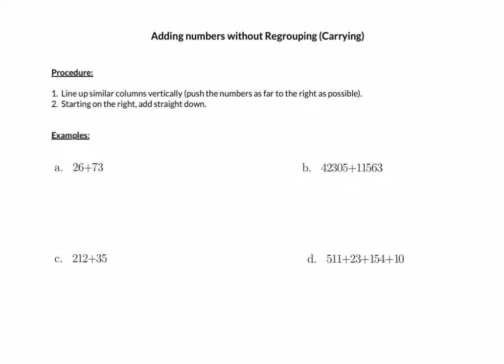Then from there, starting on the right, we want to add straight down. Now, when it comes to numbers without regrouping, technically it doesn't matter where you start, but when we get into quizzes and tests and homework, are you going to be able to recognize whether it's a problem with regrouping or without regrouping if it doesn't specifically say it? So let's just go ahead and be consistent in the way that we do this. We want to start on the right and move to the left. Okay, so let's look at some examples.